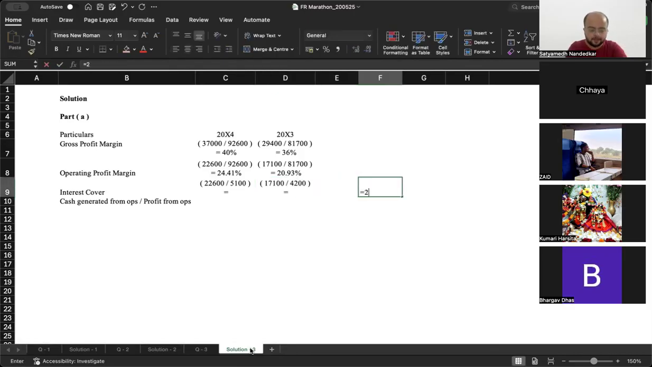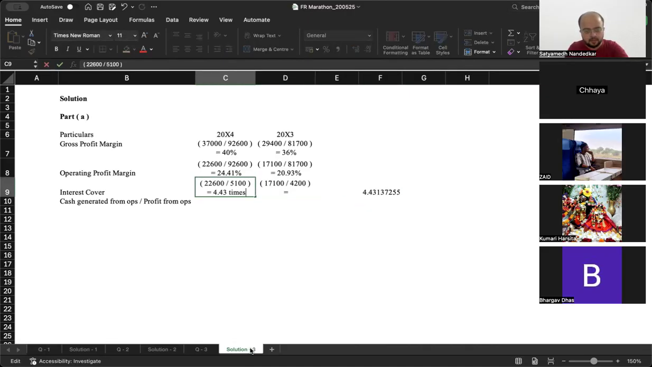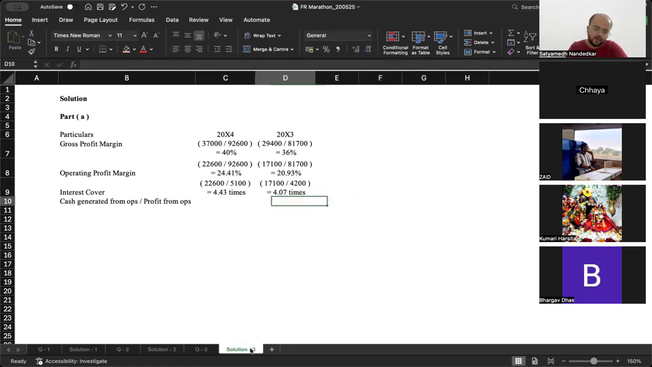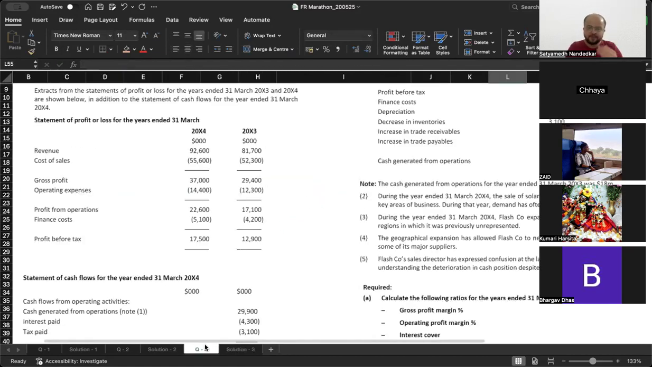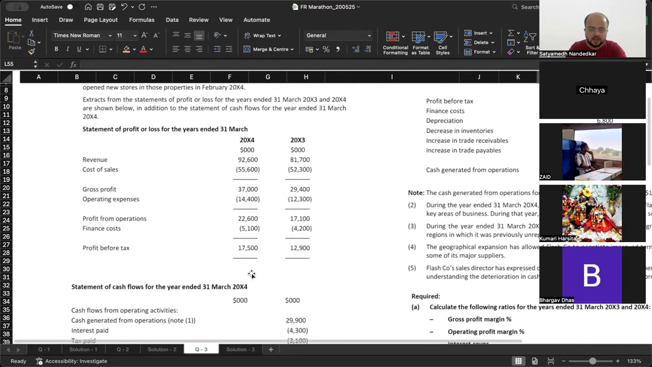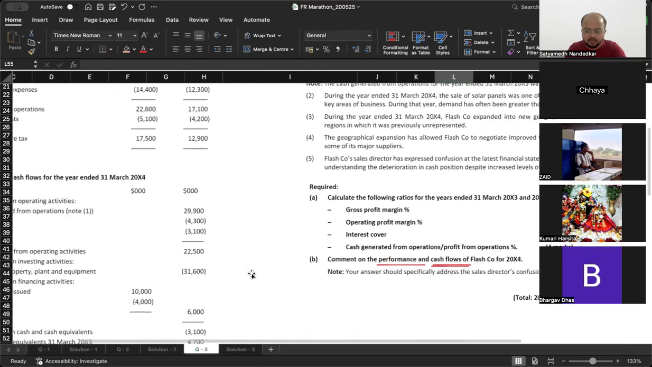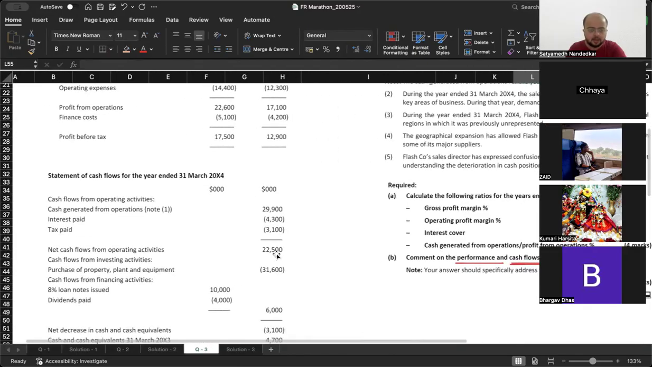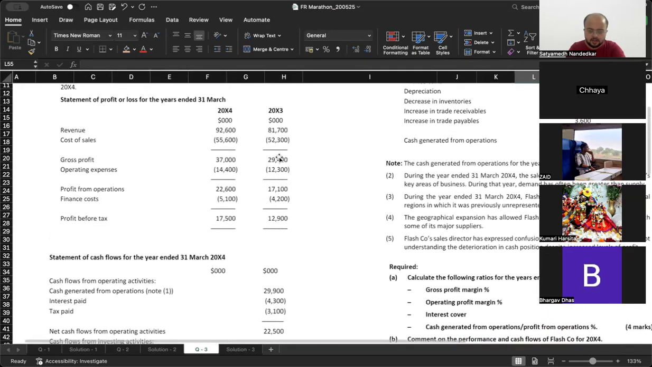ठीक है, बताइए. 4.43 times. 17,100 upon 4,200. This is 4.07 times. Cash generated from ops upon profit divided by ops. Cash generated from operations is 29,900 and profit from operations is 22,600, right?